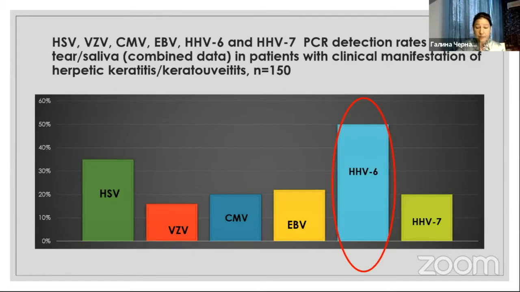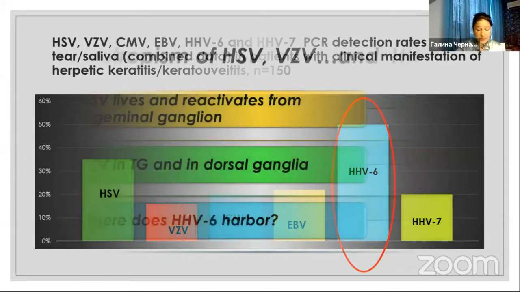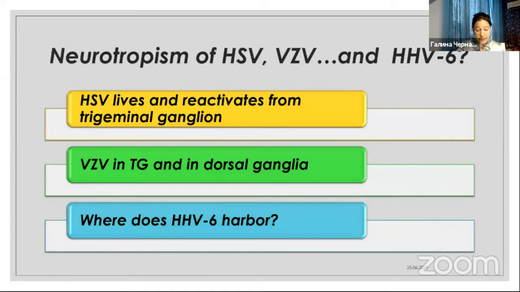But why? Herpes simplex virus establishes its latency in the trigeminal ganglion. It's a well-known fact, as well as varicella zoster virus. After varicella infection or after varicella vaccination, it harbors in trigeminal or dorsal ganglia. But where does human herpes virus 6 live? Let's get some information from pathologists.